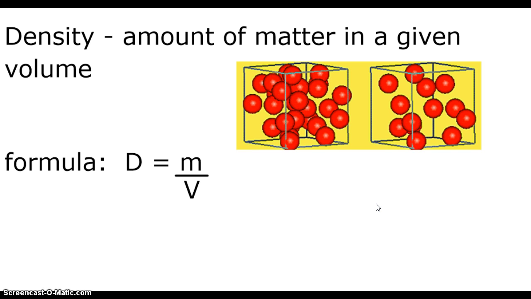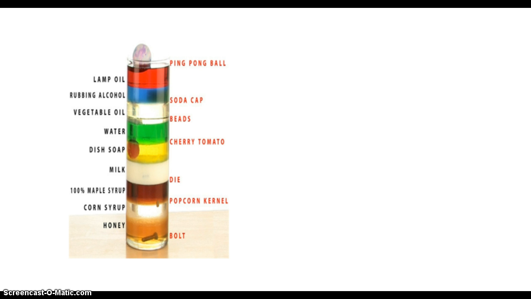And the formula is density is equal to the mass divided by the volume, and that formula is in your reference packet on page 3. Density allows for things to float. So if something is less dense than something else, it will float.